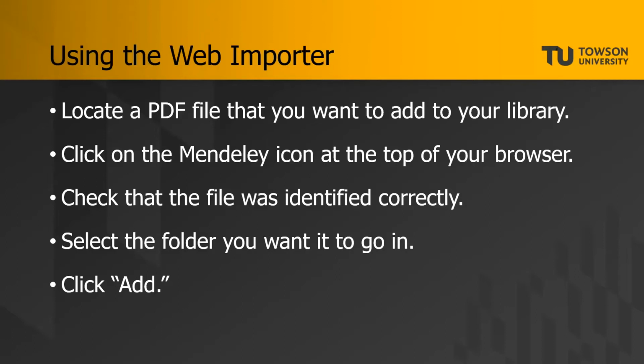You start by locating a PDF file that you want to add to your library, and it works best if you find a web page that has just the PDF on it and nothing else. Then you will click on the Mendeley icon at the top of your browser. You will check that the file was identified correctly so that Mendeley recognizes that there's a PDF there, and it will pull that file in addition to the citation information it found.